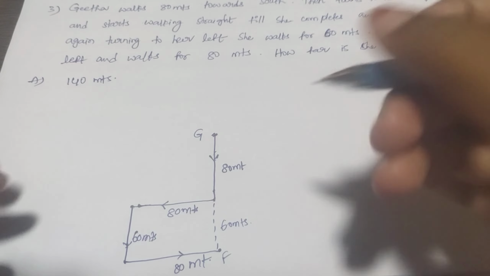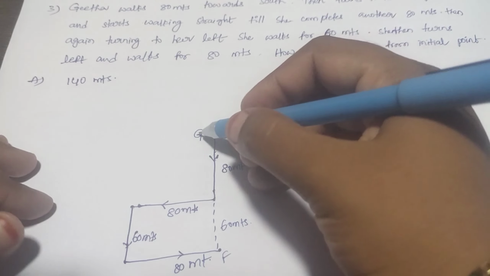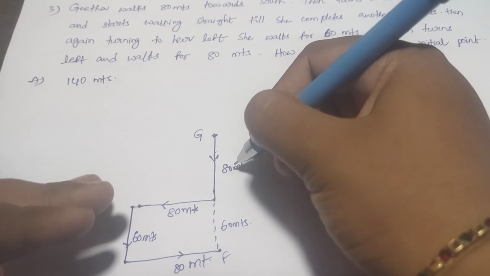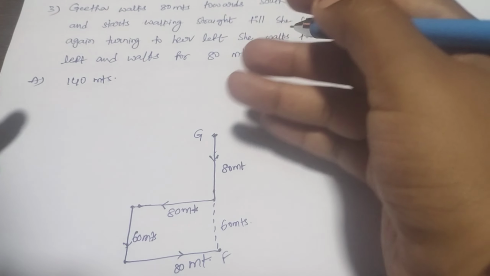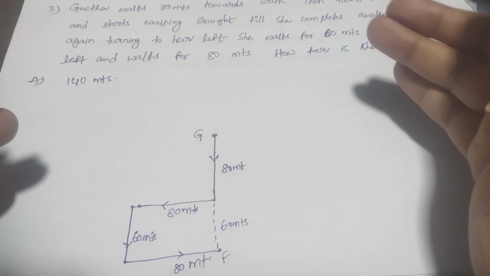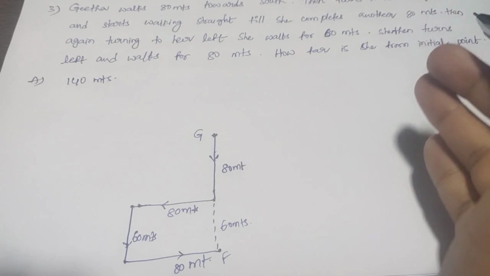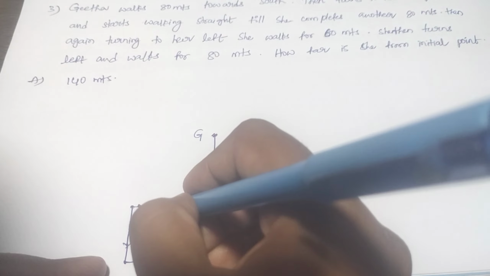I'll explain one more time. Let's take Geeta as G. G walks 80 meters towards south. Okay. And she takes right and walks 80 meters. If she is in south direction, her right means our left. Okay. So, I am going in this way. Okay. 80 meters.